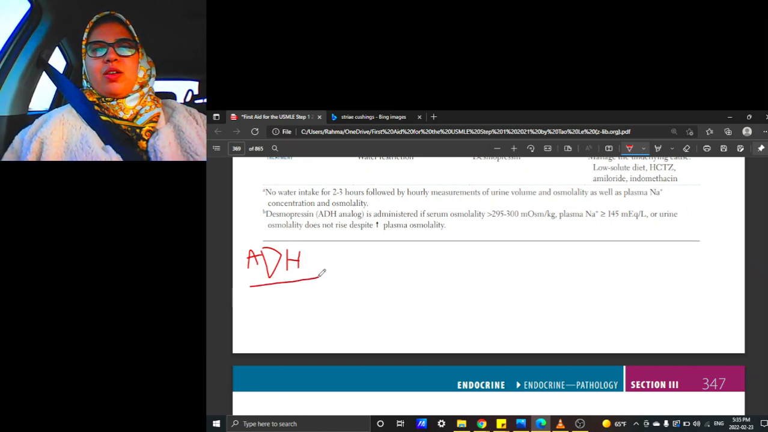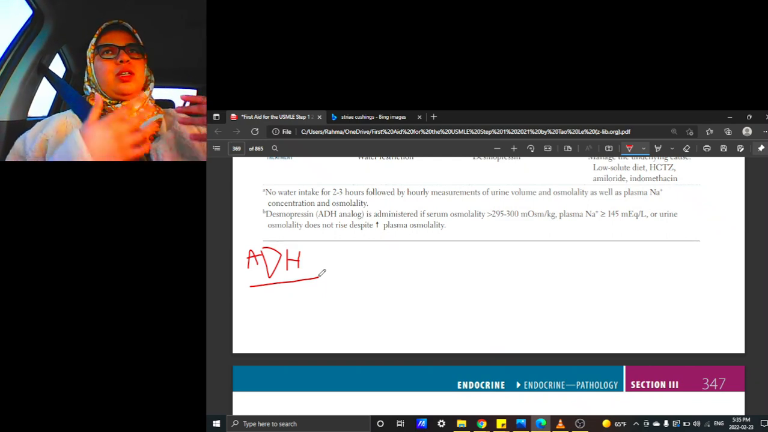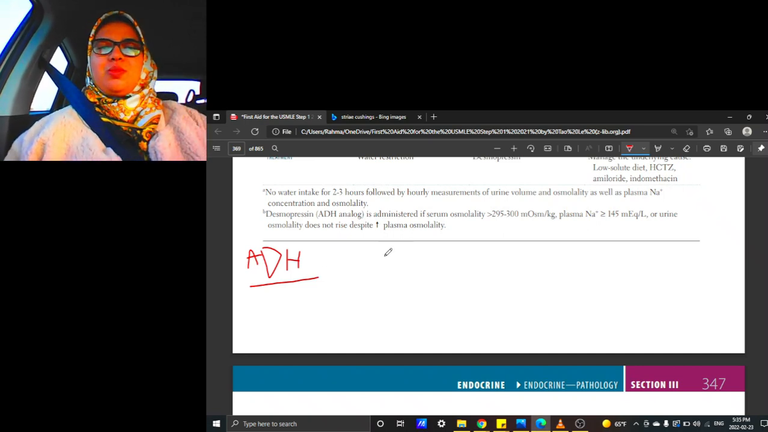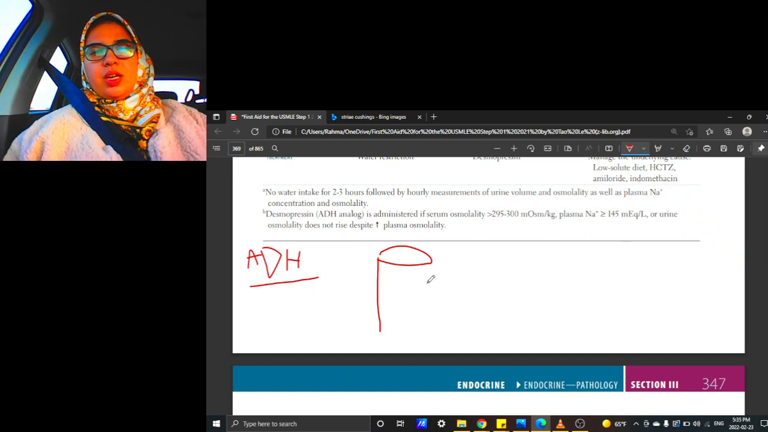So antidiuretic hormone, think of the word and what it means. Antidiuresis. So I don't want to pee a lot. Keep things as simple as possible. We don't want to pee a lot, so what do we do? So here is our tubule, right? And it has all of this urine in it, and I don't want to pee a lot.